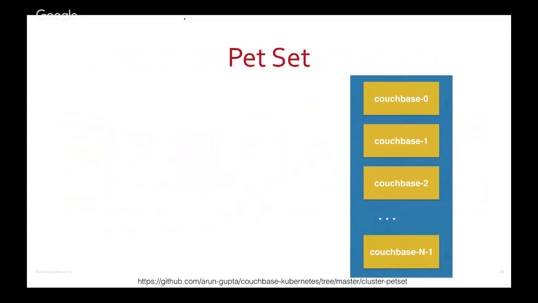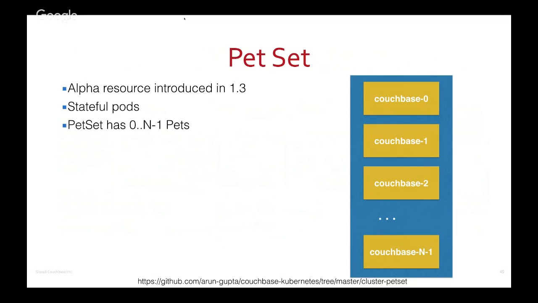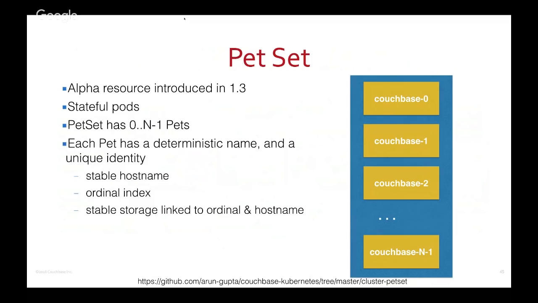A new concept introduced in Kubernetes 1.3 is pet set. And pet set really allows you to build stateful containers, as a matter of fact, stateful pods, actually. Each pet set has 0 to n-1 pods. So essentially, your pet set has n pets. The labeling goes from 0 to n-1. Each pet set has a deterministic name.